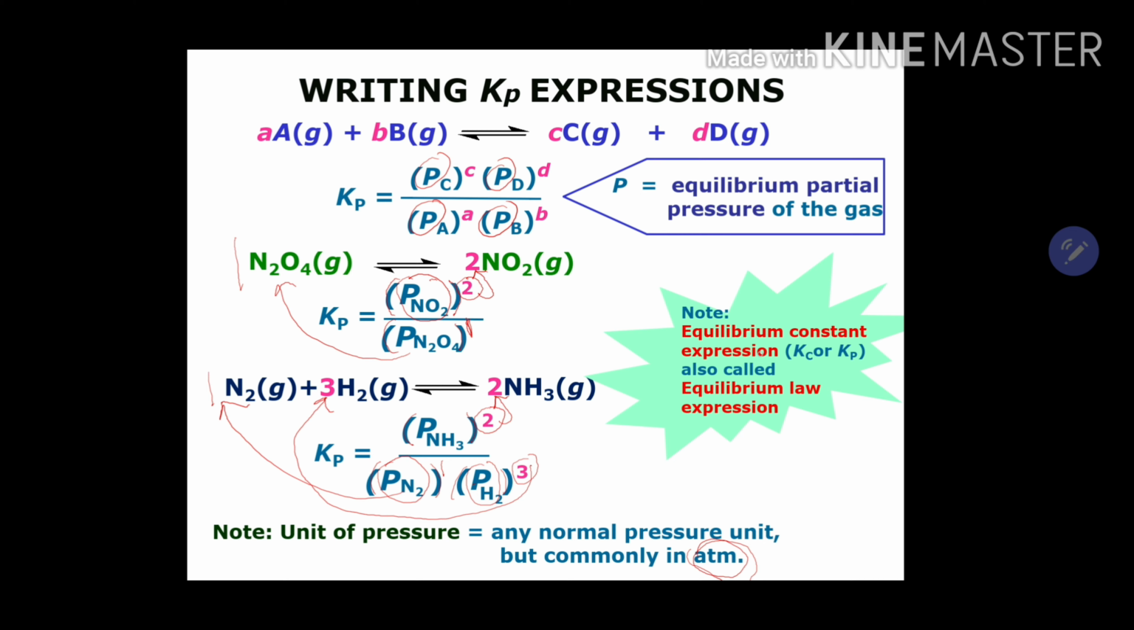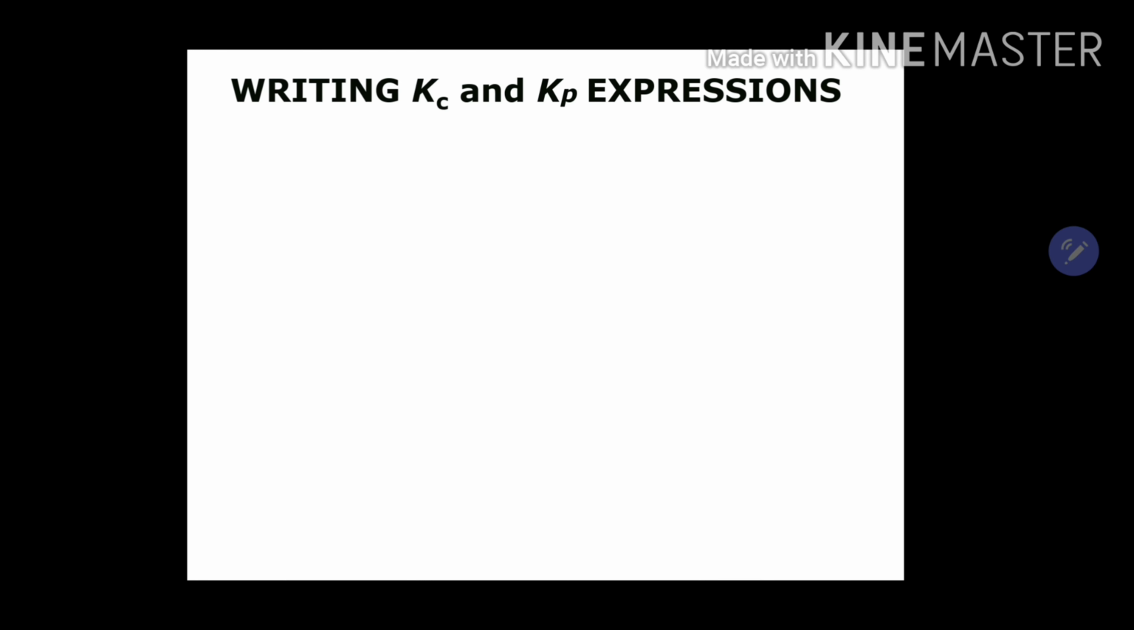Equilibrium constants expression, Kc or Kp, also called equilibrium law expression. Writing Kc and Kp expressions. We take for example the thermal decomposition of solid calcium carbonate, a reaction used in manufacturing cement. When the reaction is carried out in a closed container, three phases are present at equilibrium: solid calcium carbonate, solid calcium oxide, and gaseous carbon dioxide.